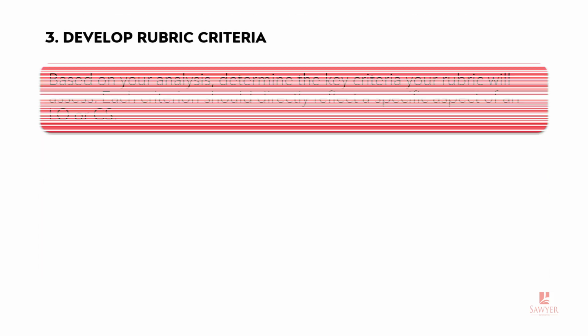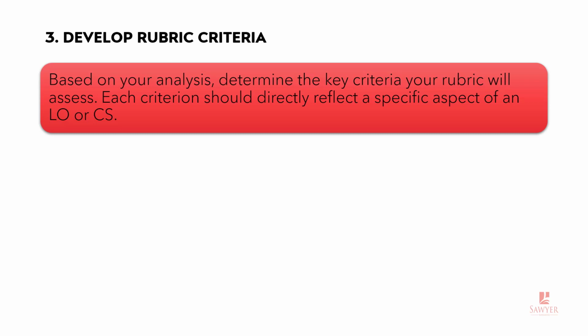And then develop the rubric criteria. So based on your analysis, determine the key criteria your rubric will assess. Each criterion should directly reflect a specific aspect of learning outcome. So with these criterion, this is where you're going to use your measurable objectives.